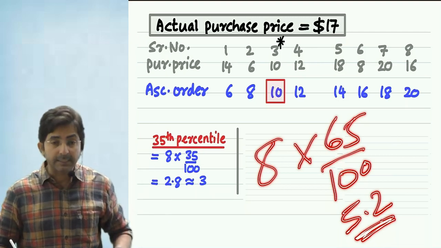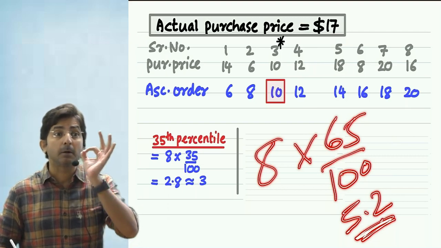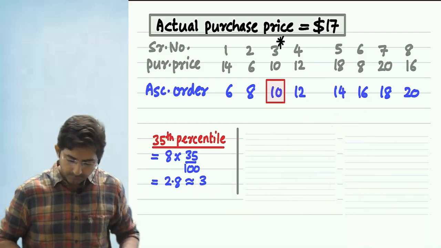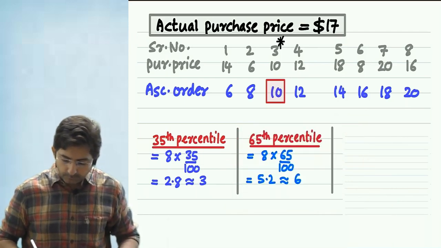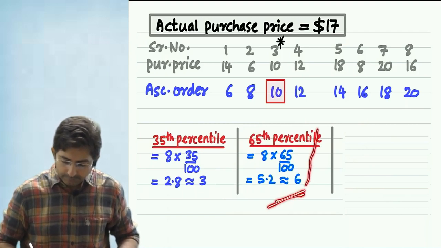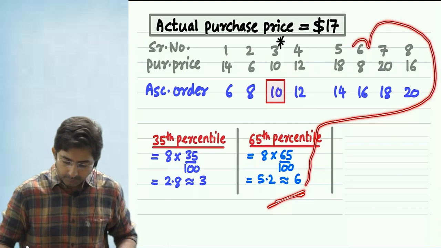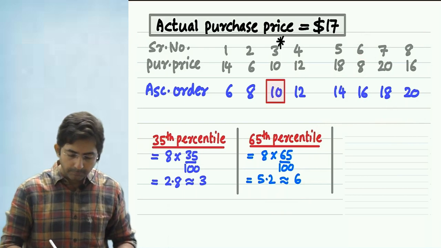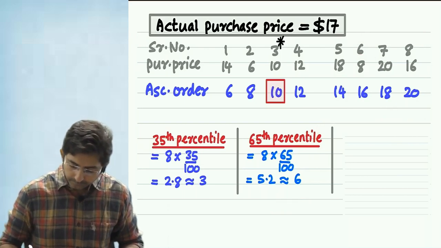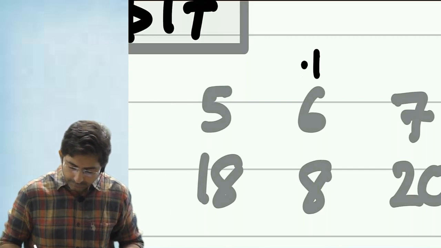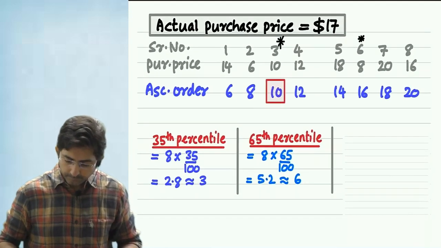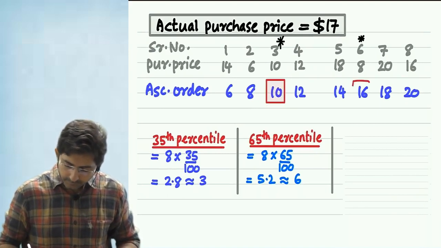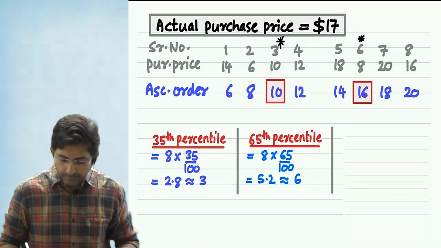6. So this 6, where will I search? In the serial number column. Don't forget I have taken serial numbers 65%. So let me show here first. 65th percentile comes to 6. So this 6 I will search here in the serial number. Now against 6, what is the price? 16. So let me select that. This 6 I have selected. Now against this, 16 is the price in ascending order.